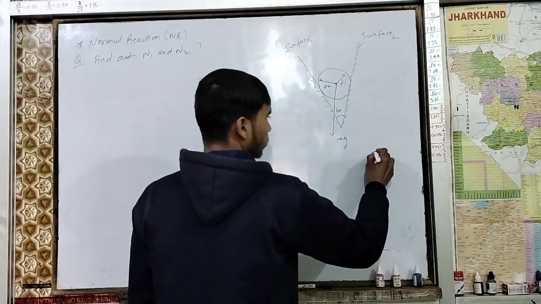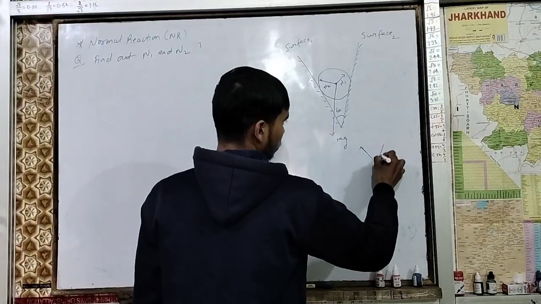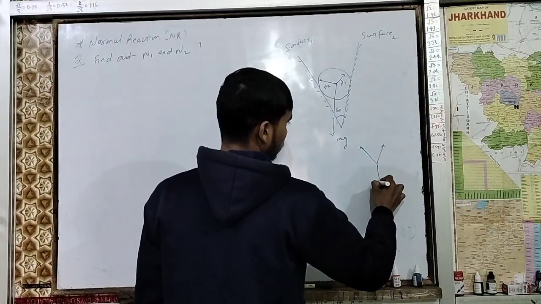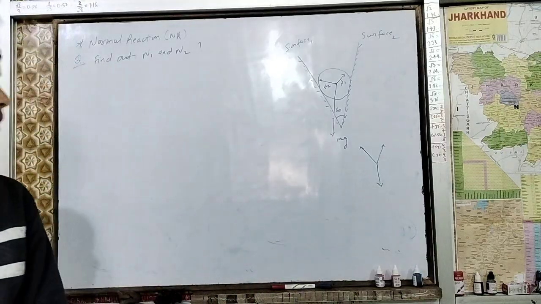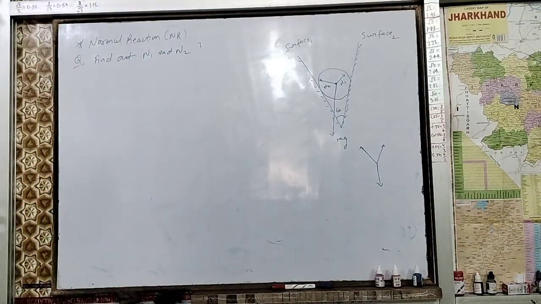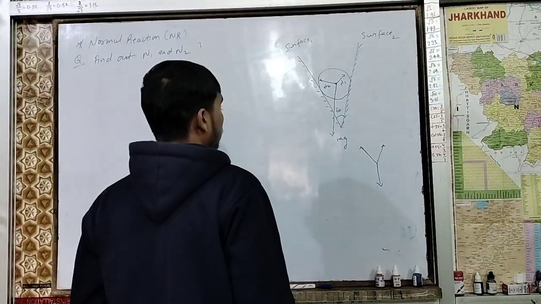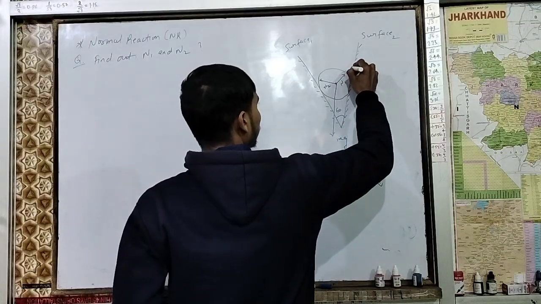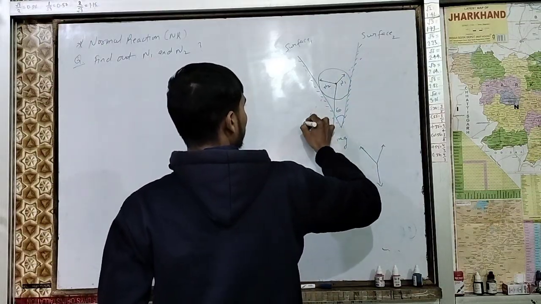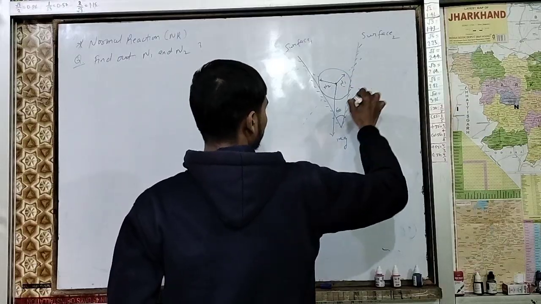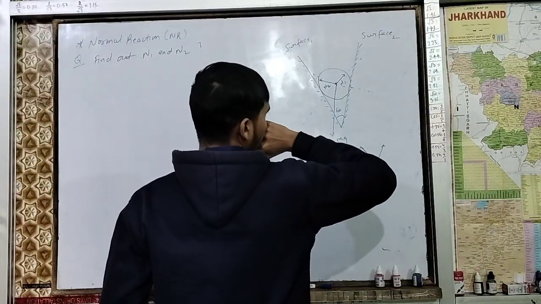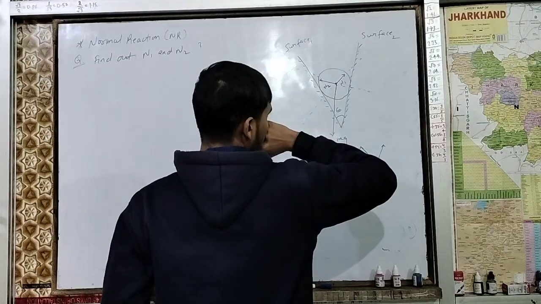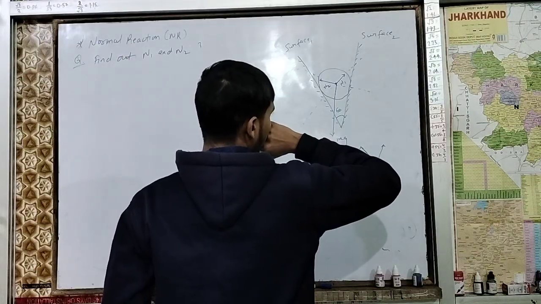You can draw this figure over here, like this. There are three vectors. How many? Three vectors. Tell me, brother. If you stretch this line, what will happen?